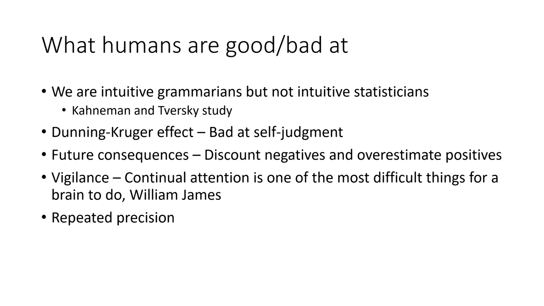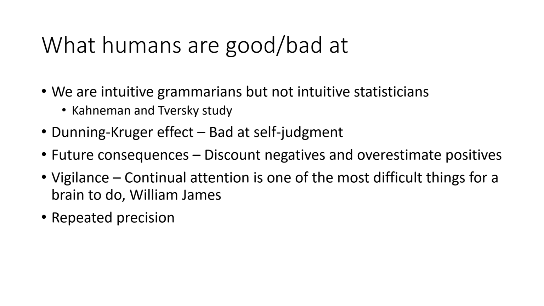You also have what's called the Dunning-Kruger effect. You'll hear this tossed around a lot, especially in political arguments and stuff. But what it means is that we're bad at self-judgment. We overestimate how good we are. We underestimate how bad we are at whatever it is. And so this is a big one. People tend to think they understand things at a much higher level than they actually do. So that's another one to be aware of.